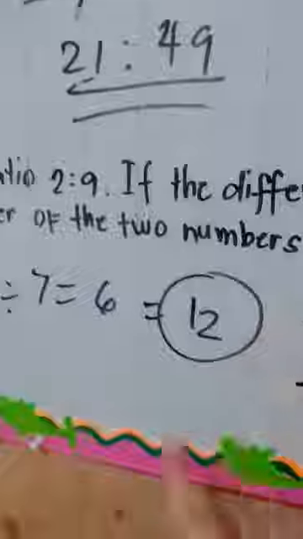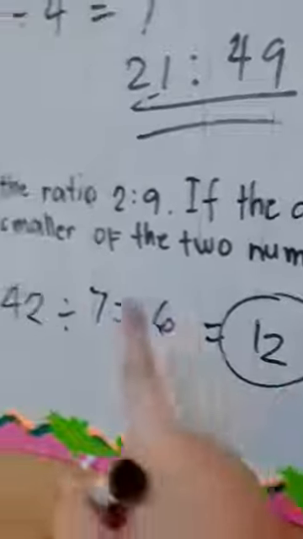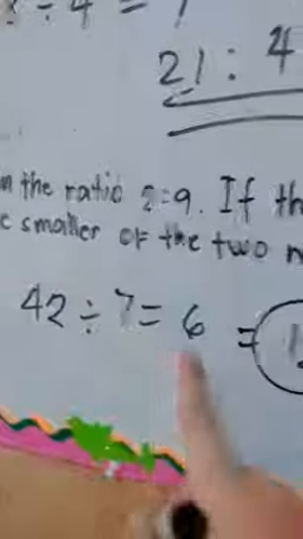So the question is, what is the smaller number? The answer is 12. If the question is, what is the bigger number? Then 6 times 9, the answer is 54.